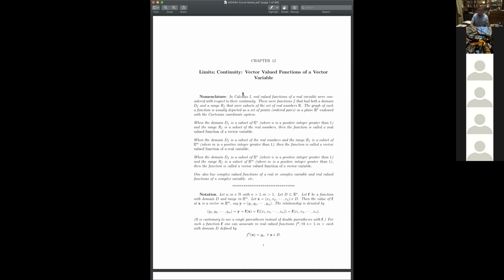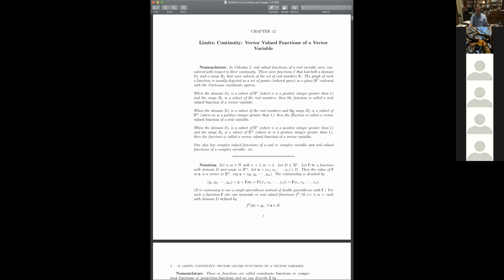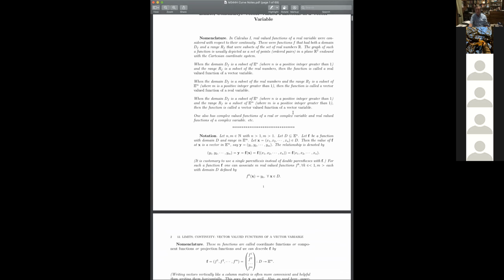As I said below that, you can read it. The graph of such a function is usually depicted as a set of ordered pairs in the plane, and that's what you might call high school. When the domain is a subset of n dimensions, in the book the author stays with 2 and 3, but there's no real reason to stay with those. You can have 5.